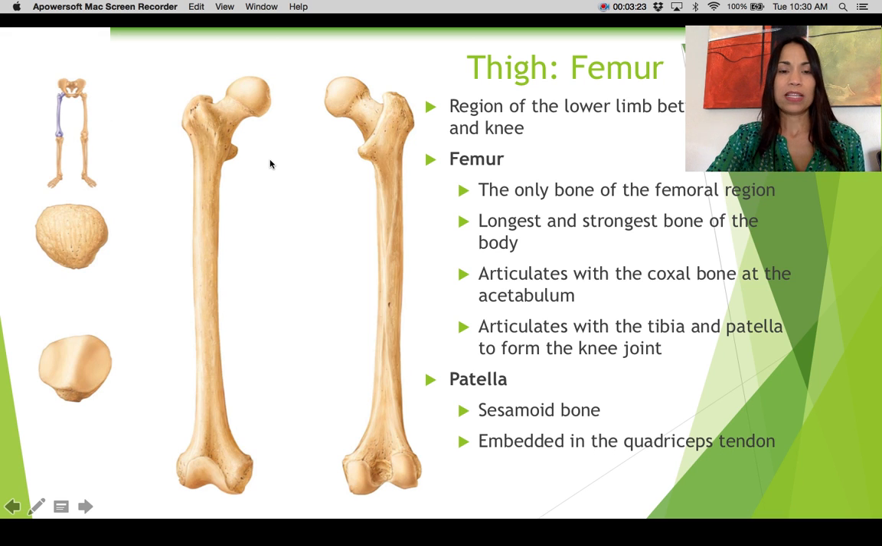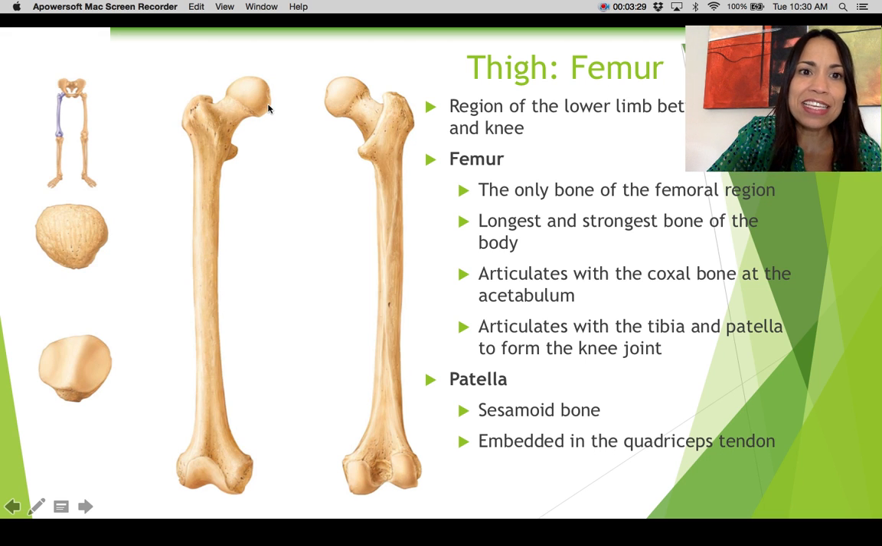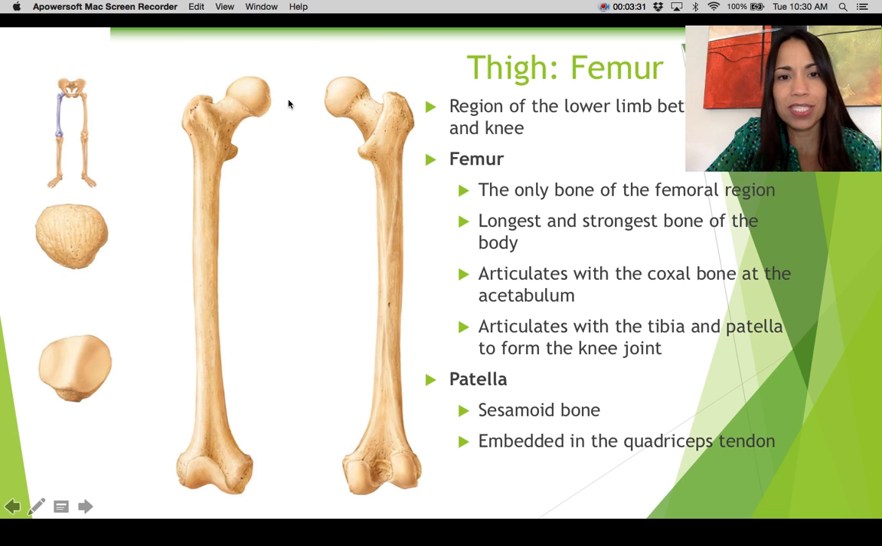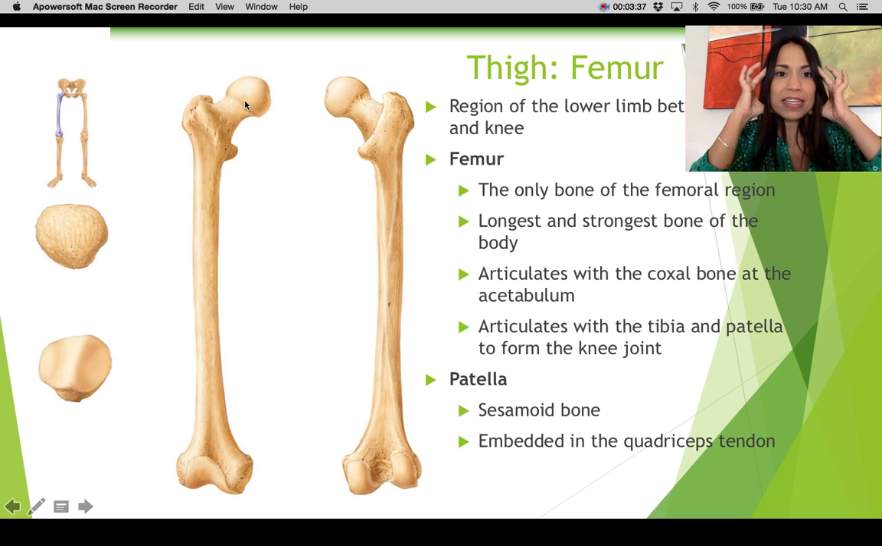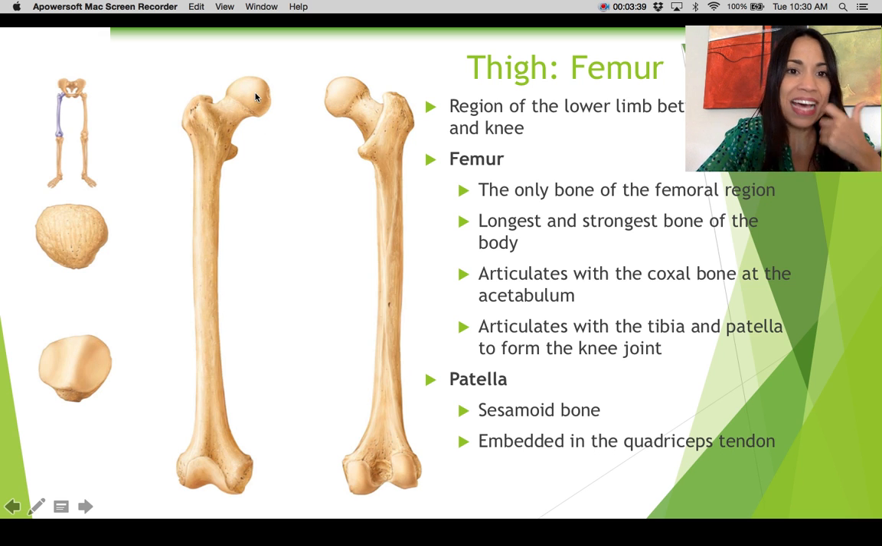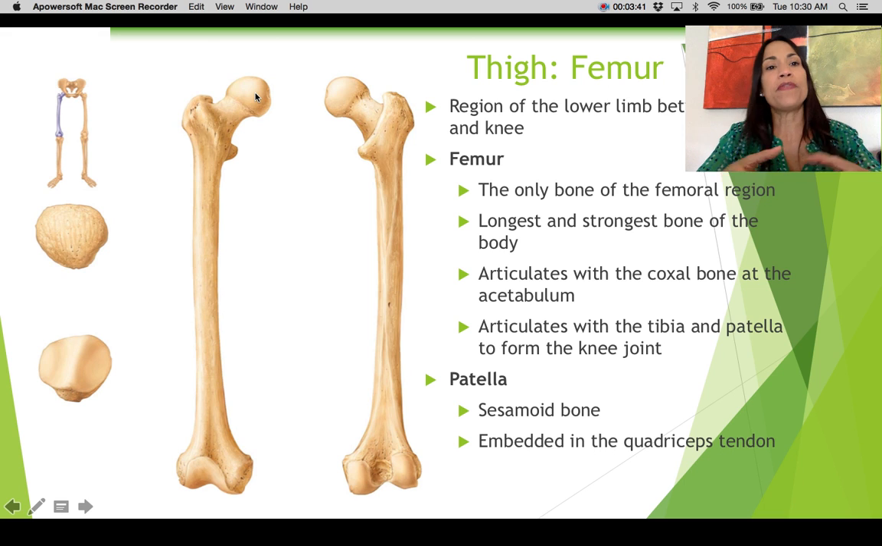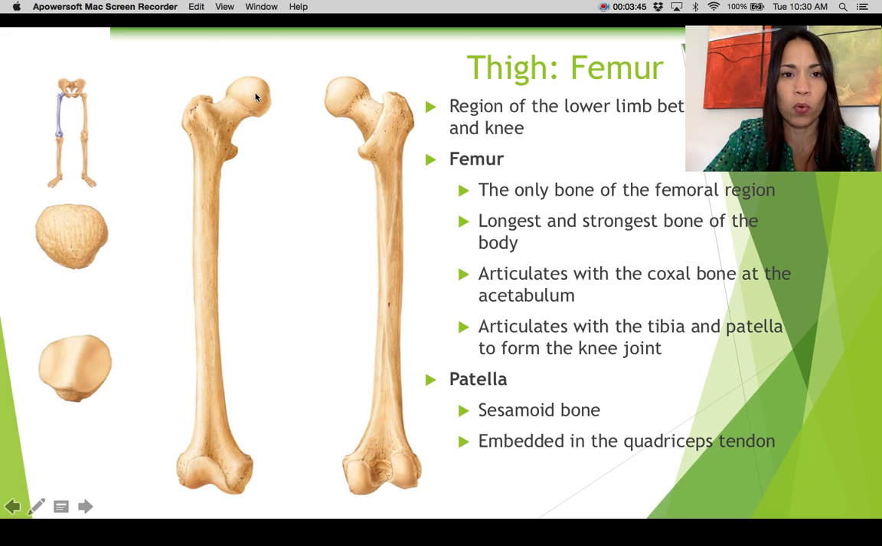So what else? Proximally, the femur has this ball. You can see it's completely this round projection. That ball is the head. Do you have a head? The femur does. So that head is the one that fits into the acetabulum that we just described in the pelvic or coxal bone to form the hip joint.